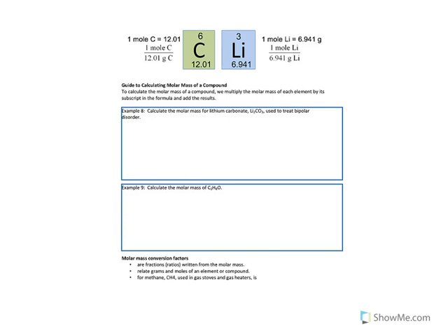For example, if you look at carbon on the periodic table, carbon has a mass of 12.01. That means there are 12.01 grams of carbon in 1 mole of carbon. Lithium, on the other hand, has a mass of 6.941, which means that 1 mole of lithium weighs 6.941 grams. Well, for an element, that's easy. You just look at the periodic table.